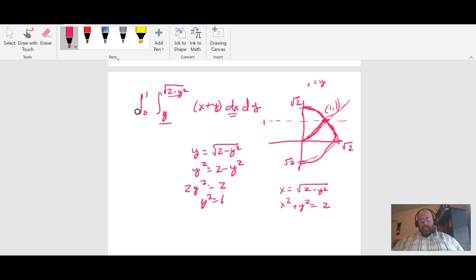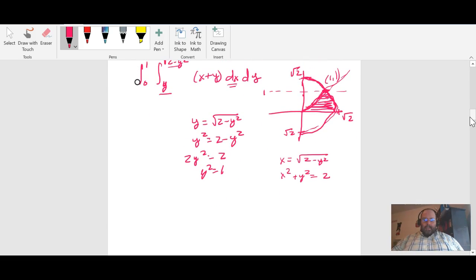So I'm between 0 and 1 here, and I am between y and radical 2 minus y squared here. So this is the region in the floor. All right, so let's look at how we articulate that in polars. If this is x equals y, this should be where theta is pi over 4, halfway between there and pi over 2. And this is when theta is 0. So my integral should have a theta from 0 to pi over 4.